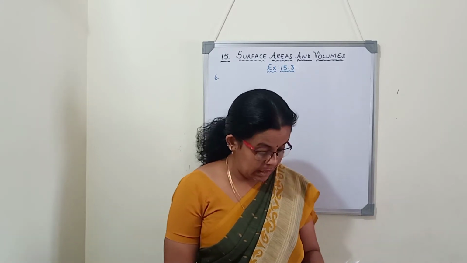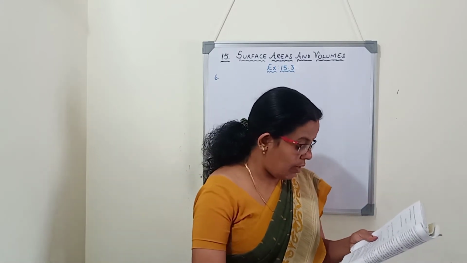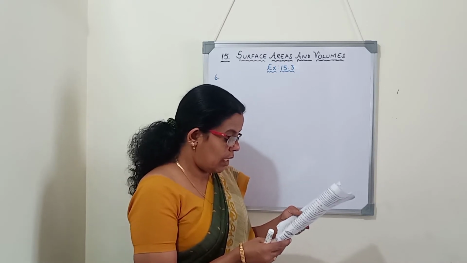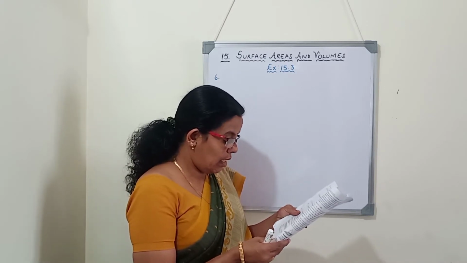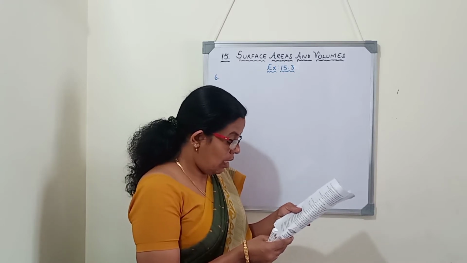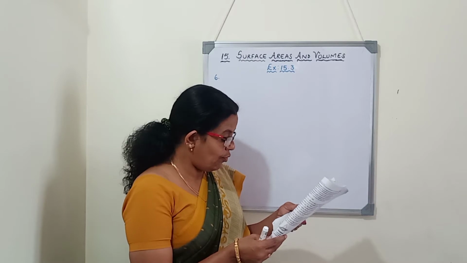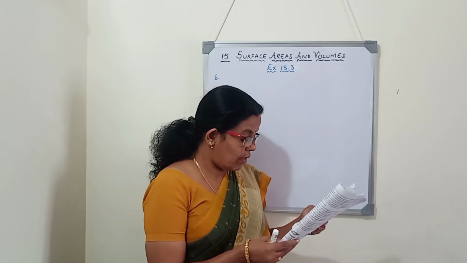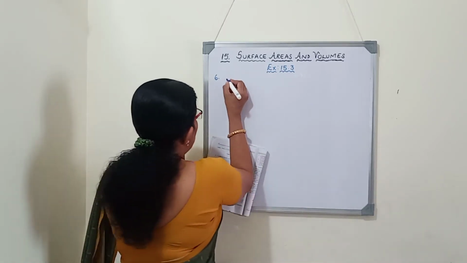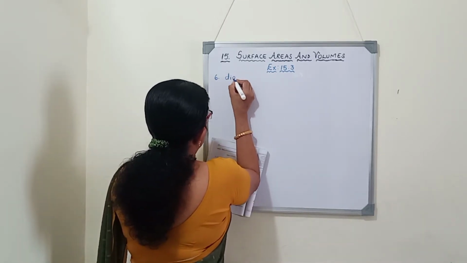Question number 6. How many silver coins 1.75 centimeter in diameter and of thickness 2 millimeter must be melted to form a cuboid of dimensions 5.5 centimeter into 10 centimeter into 3.5 centimeter? How many silver coins 1.75 centimeter in diameter? So diameter of the silver coin.